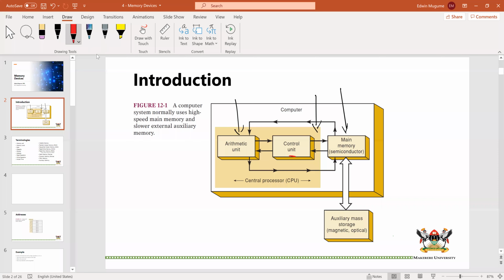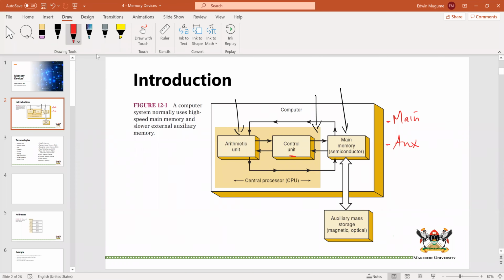Now the memory is made up of two types of memory actually. As you can see here, you have your main memory, which is really semiconductor memory, and you have what we call auxiliary memory. And this auxiliary memory is for mass storage. So you have, for instance, magnetic tape, CD-ROMs, and so on. Those are part of auxiliary mass storage.